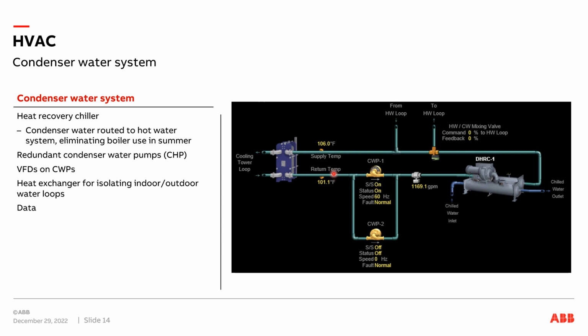Because of that, we have some extra hardware here. I've got pumps right here with VFDs on to keep the water flowing. And then we have this right here, a plate frame heat exchanger. What that does is isolate our indoor water loops from our outdoor water loops.